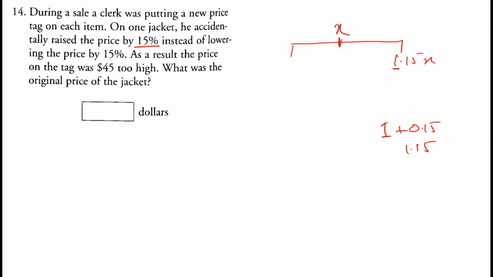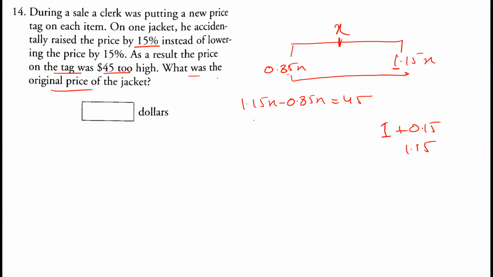Instead of lowering the price by 15%, now it should have been 0.85x, because 15% is 0.15, and if we lower it down, 1 minus 0.15 is 0.85. As a result, the price on the tag was $45 higher. So the difference from this point to this point was $45. So 1.15x minus 0.85x equals 45. What was the original price of the jacket?